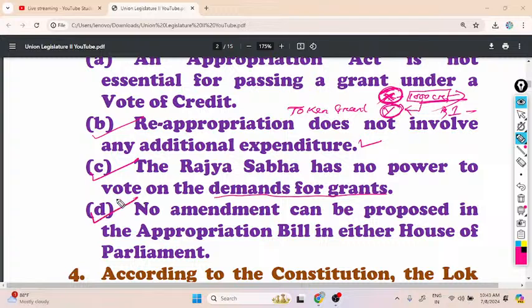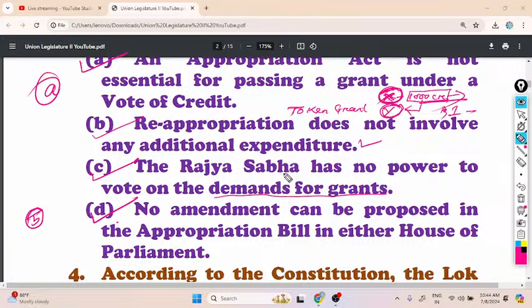That is also correct. The appropriation bill is the fifth stage in the budget, and it is almost the final stage. After the passage of the appropriation bill by each house of Parliament separately, the government will be enabled to withdraw the budget allocation, the total amount of the budget. So that is correct. Then option A will be the answer.